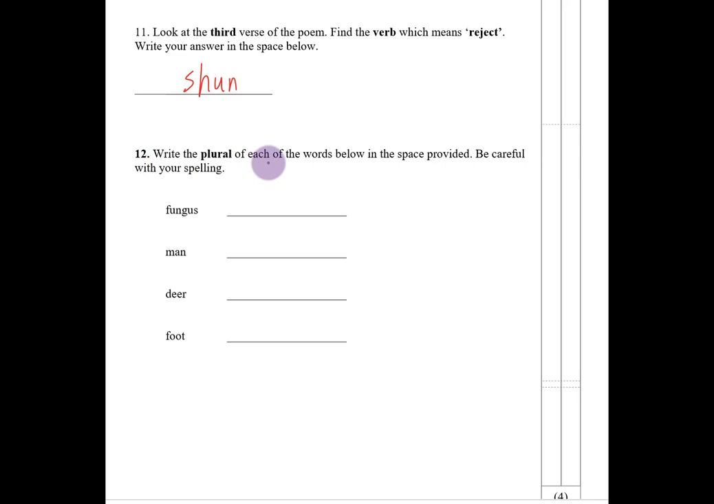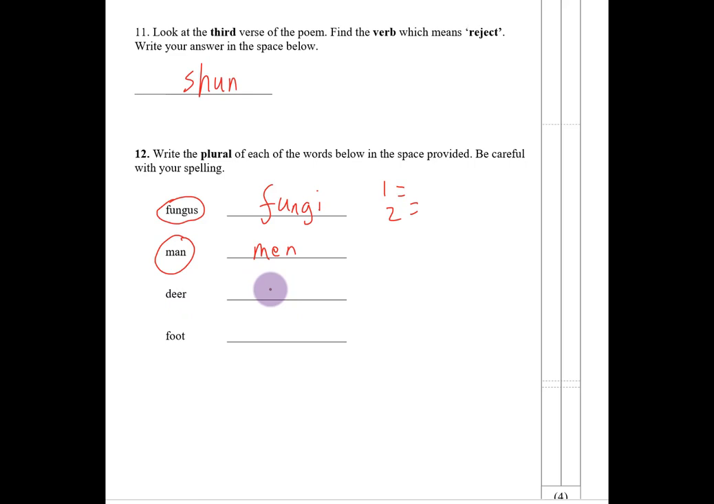Write the plural of each of the words below in the space provided. Be careful with your spelling. So these are typical of what comes up. So 1 fungus, 2 fungi. This is the way I say it: I say 1 and then I say 2 literally into my head, and the sentence will come out with the correct plural. So 1 man, 2 men.